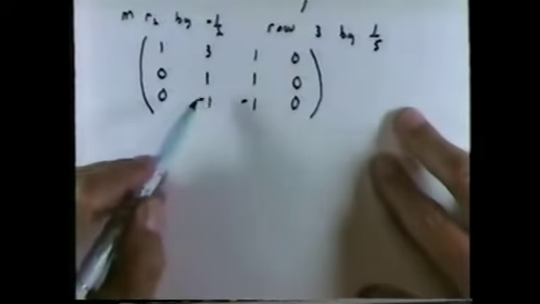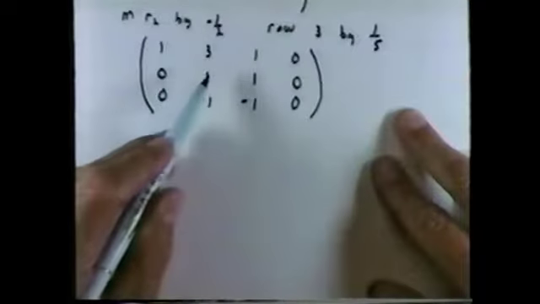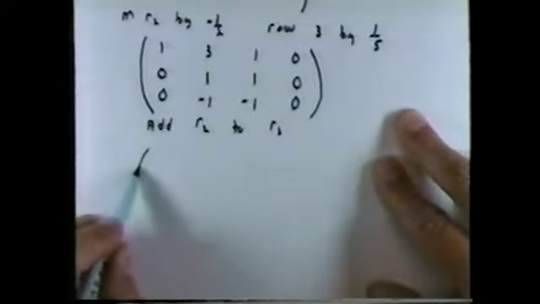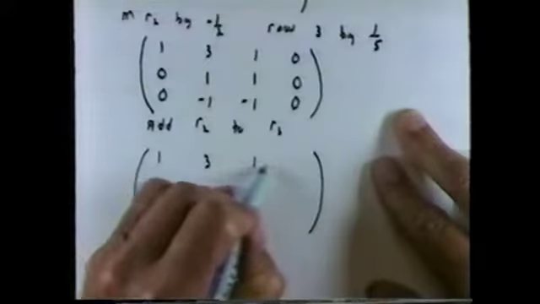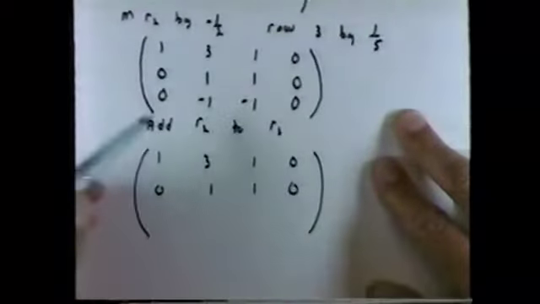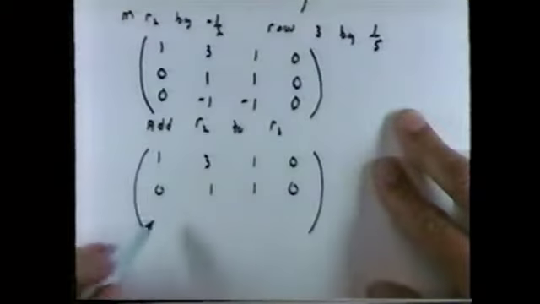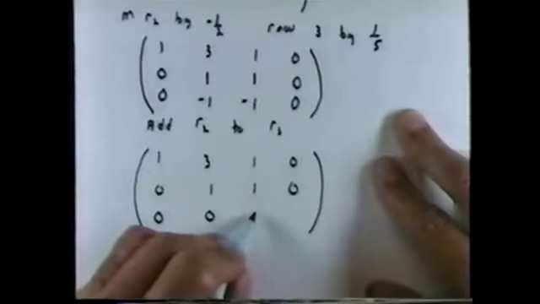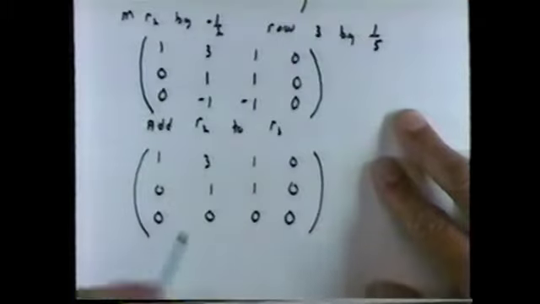Now for row echelon form, I need a 0 here. Well, all I need to get a 0 is to add rows 2 and 3. So add row 2 to row 3. So 1, 3, 1, 0, 0, 1, 1, 0. Now add row 2 to row 3. 0 plus 0 is 0. 1 plus a negative 1 is 0. 1 plus a negative 1 is 0. 0 plus 0 is 0.